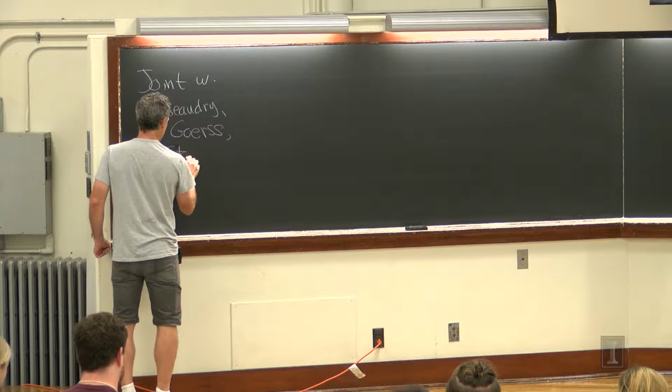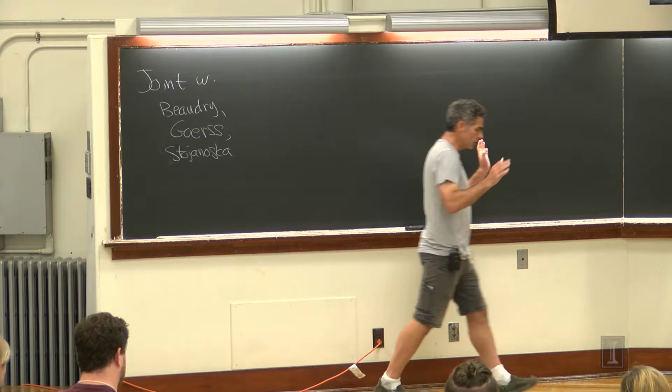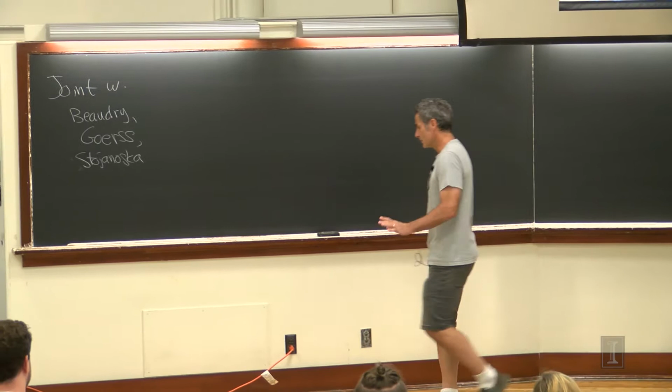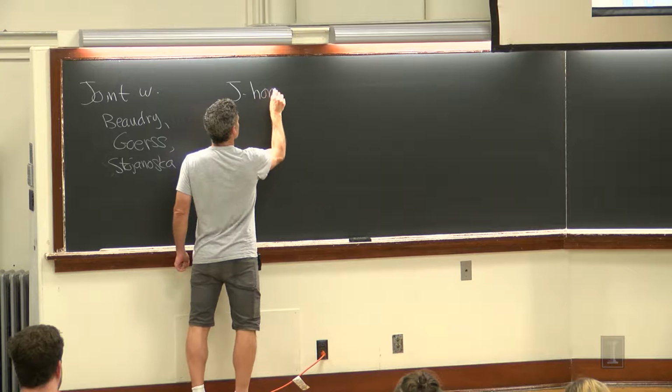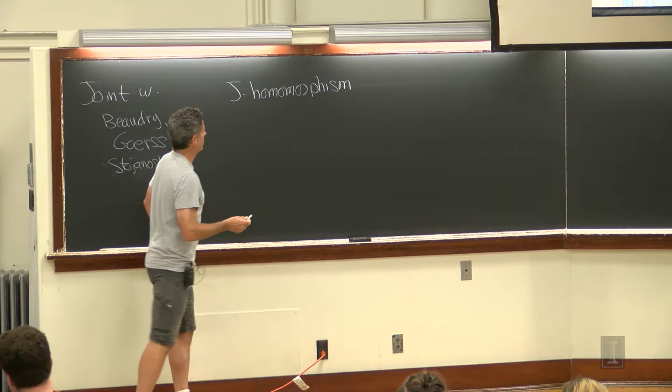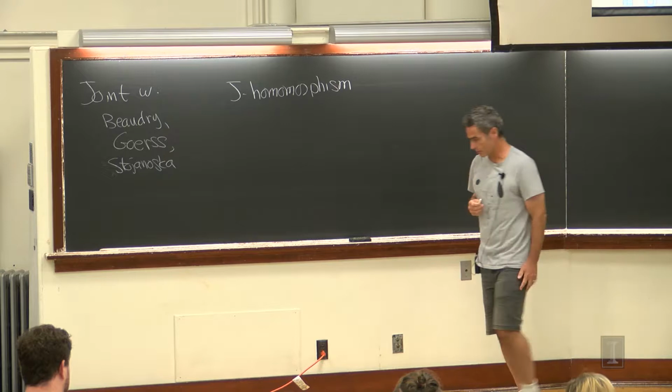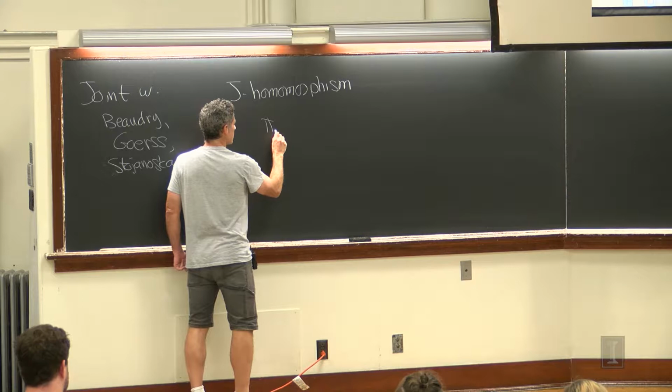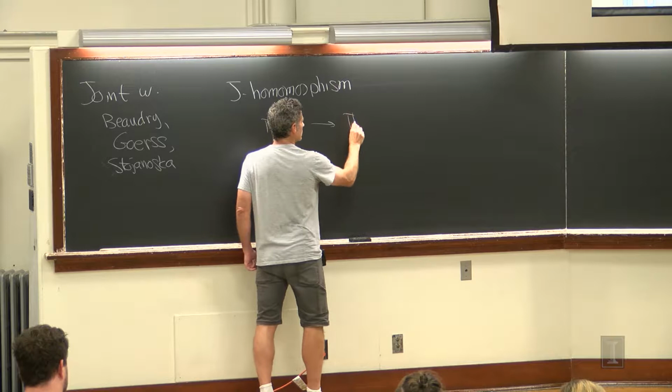All right. So let me start with something very classical, which is the J homomorphism of George Whitehead. This was Whitehead's take or generalization of the Hopf construction, and Whitehead produced a map from the homotopy groups of the stable orthogonal group to the stable homotopy groups of the sphere.